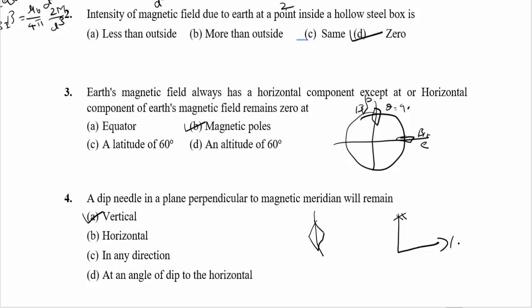There are two components, one is BH, other is BV. It can be in any position, the needle can be anywhere.